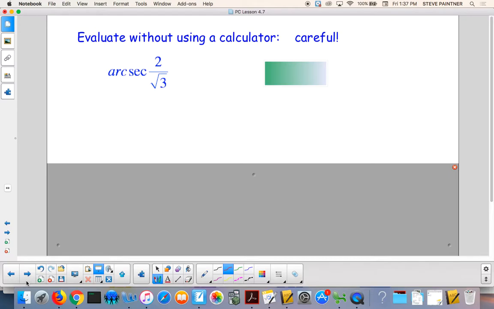Next, do this one. Now we're doing inverse secant. There you go. Now, I don't want to tell you what to do. Just do what you think you have to. Come up with an answer. Circle it, point at it, do whatever when I walk by. Just show me what you got.